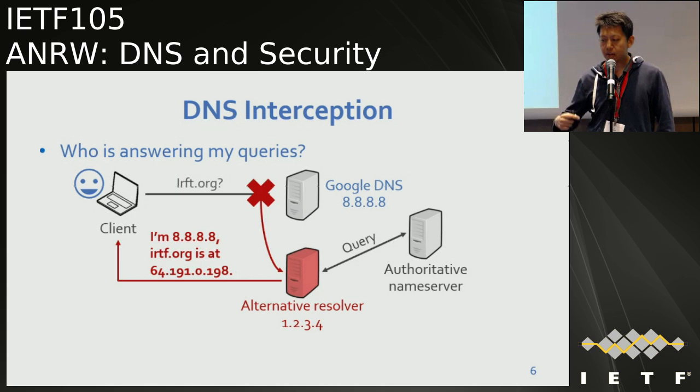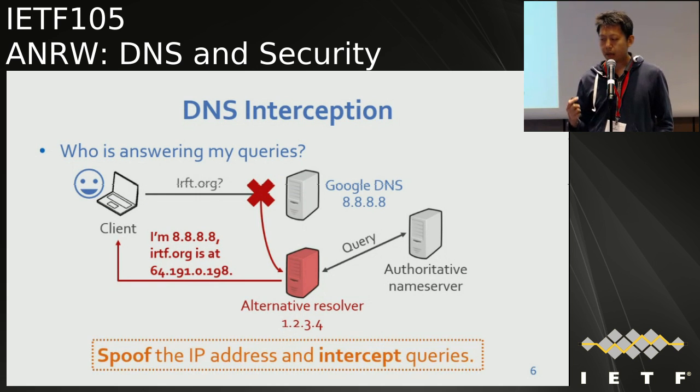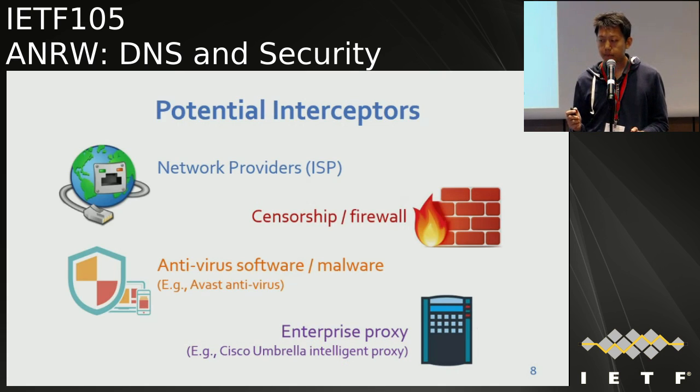And it turns out this kind of request tampering is really hard to detect, because the alternative resolver can basically spoof the IP address. It can pretend to be Google, and if you are a client looking at the source IP address of these packets, it's really hard to discern those cases.